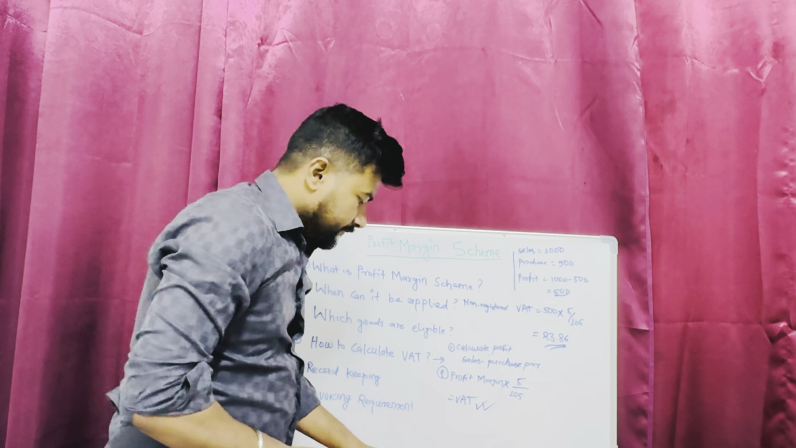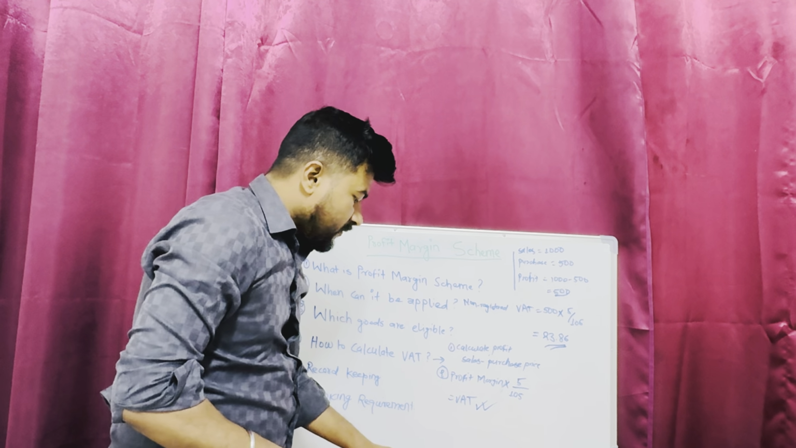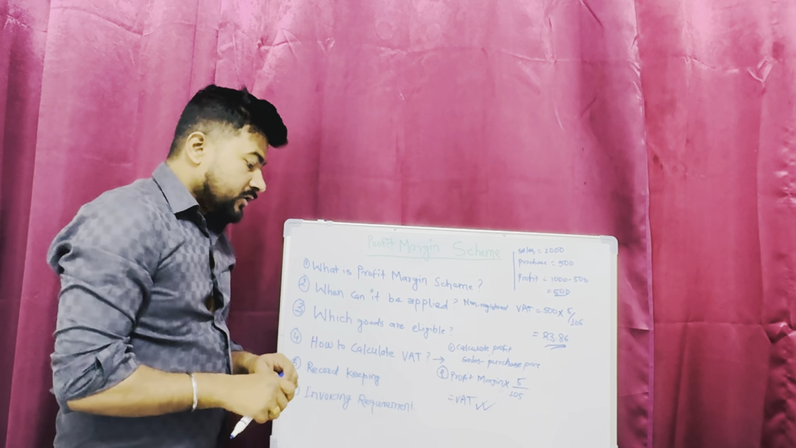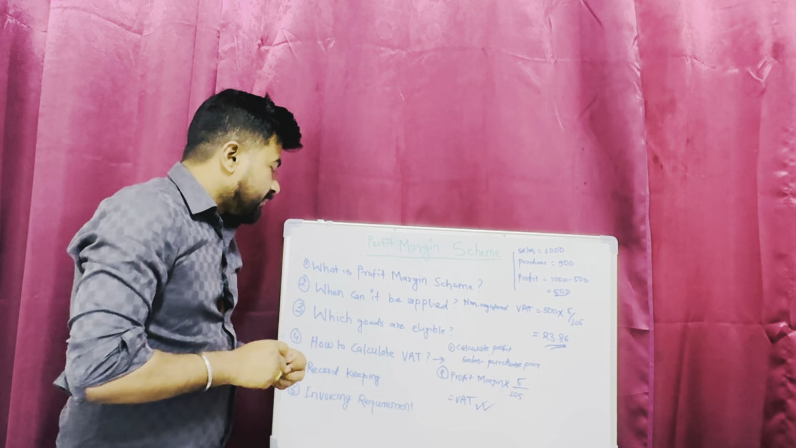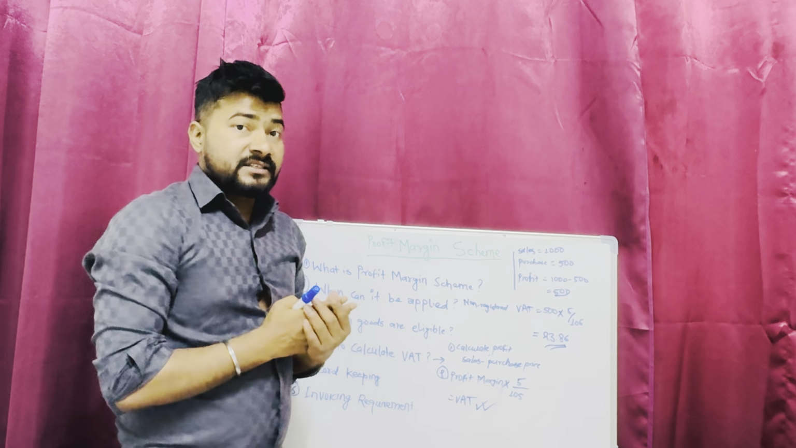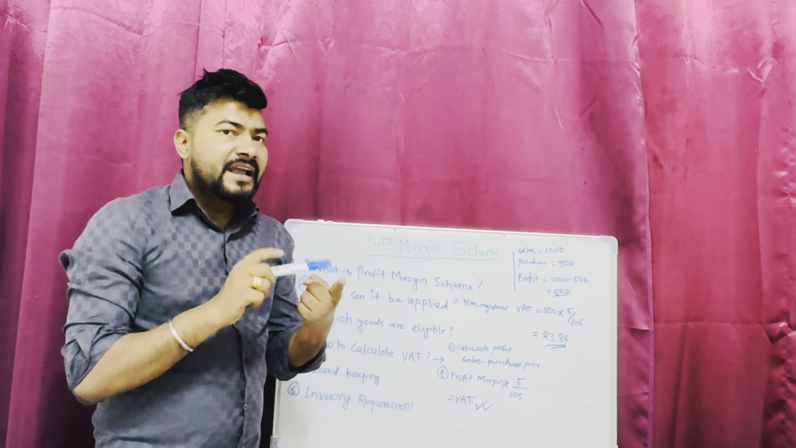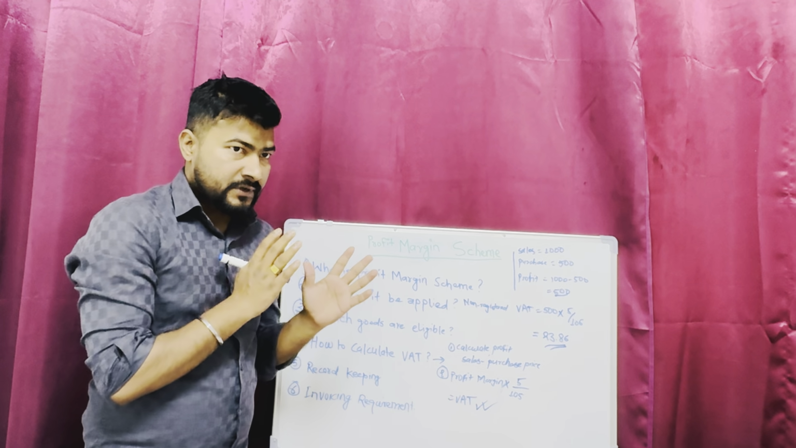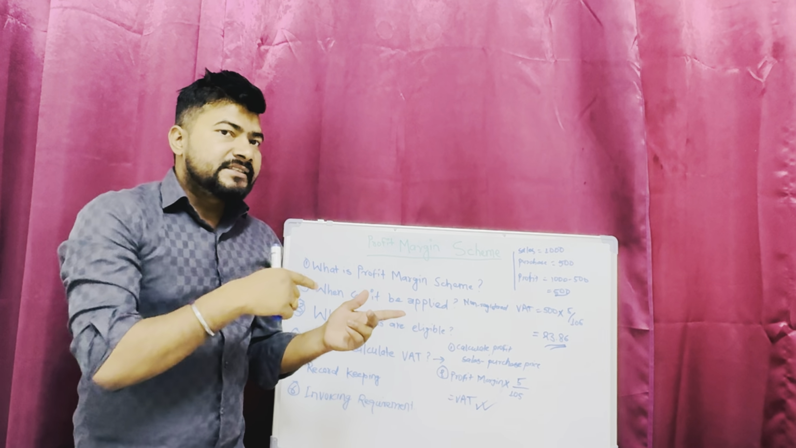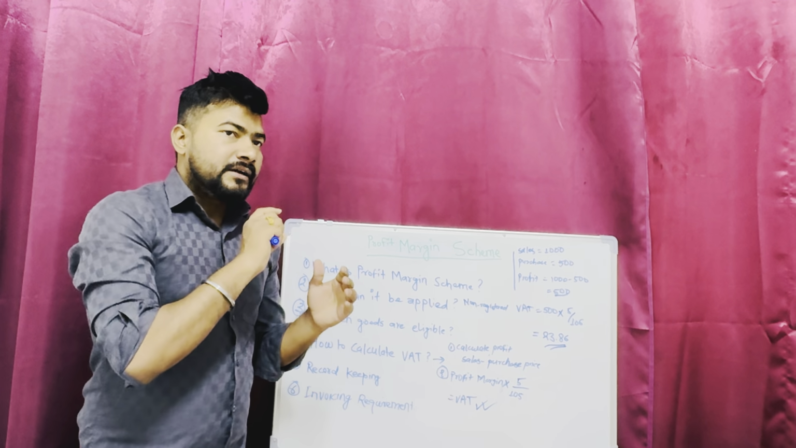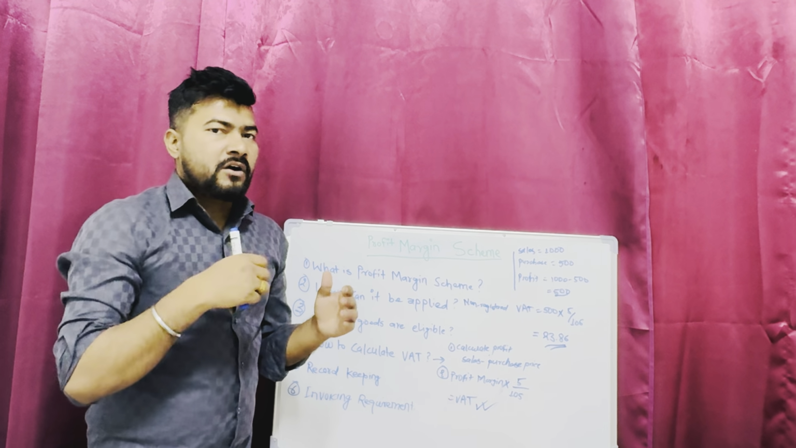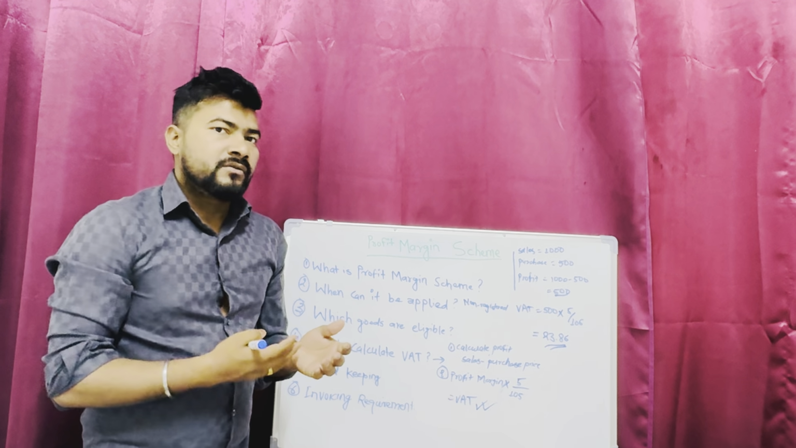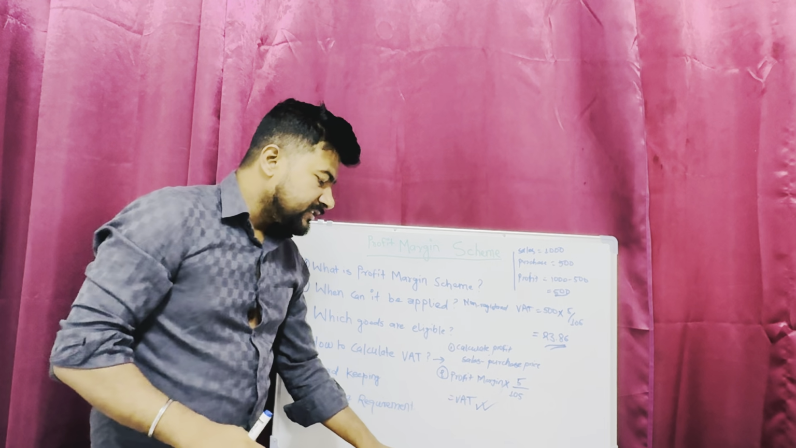Now, what are the requirements of record keeping? What are the documents you need to maintain? First of all, you have to maintain a purchase register, where every item's detail, purchase amount, date, everything should be recorded. Similarly, in the sales register, you have to maintain every item you have sold, with every item's details, date, amount, supplier, everything.